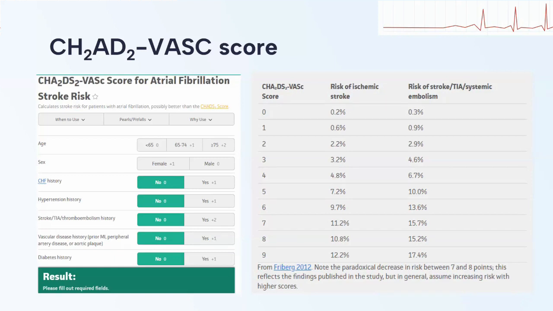Obviously, you don't want to ignore the risk of this. You use the HAS-BLED score to calculate risk of a catastrophic bleed, and then weigh your options and see if you would continue with anticoagulation or not.